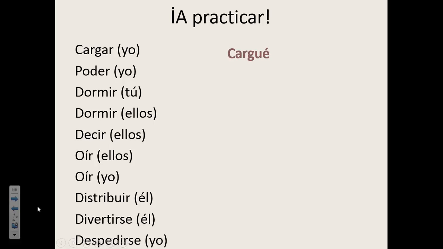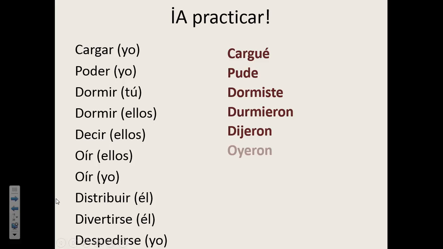So the verb cargar in the preterite yo form would be cargué. In the preterite yo form, the verb poder, to be able to, would be pude. The verb dormir, to sleep, would be dormiste. The verb dormir, in the ellos form, it stem changes from o to u, would be durmieron, they slept. The verb decir is an irregular verb in the preterite. It would be dijeron. The verb oír, to hear, oyeron. Oír in the yo form, oí. Distribuir, a cognate, to distribute, distribuyó.